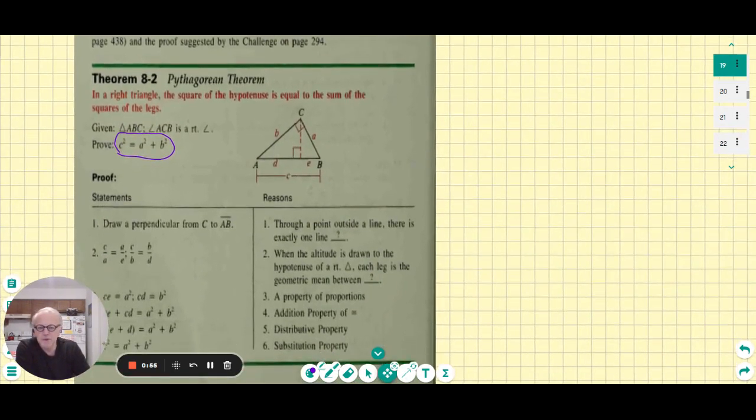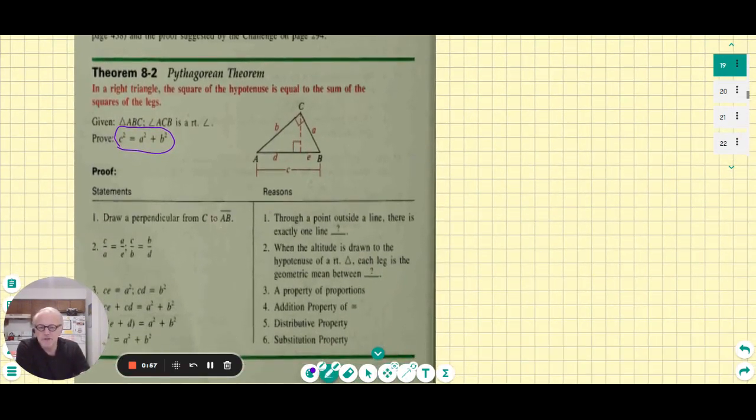So the main proof of this comes from, first of all, drawing a perpendicular from the point C down to the hypotenuse of the right triangle. And we could do that because if we take a point outside a line, there's exactly one line that is closest to that, and that is the one that is perpendicular.